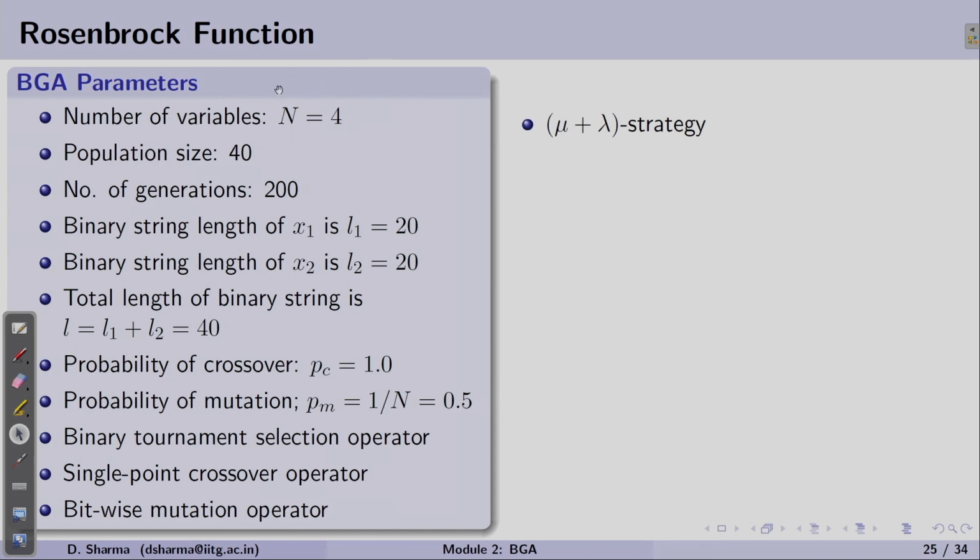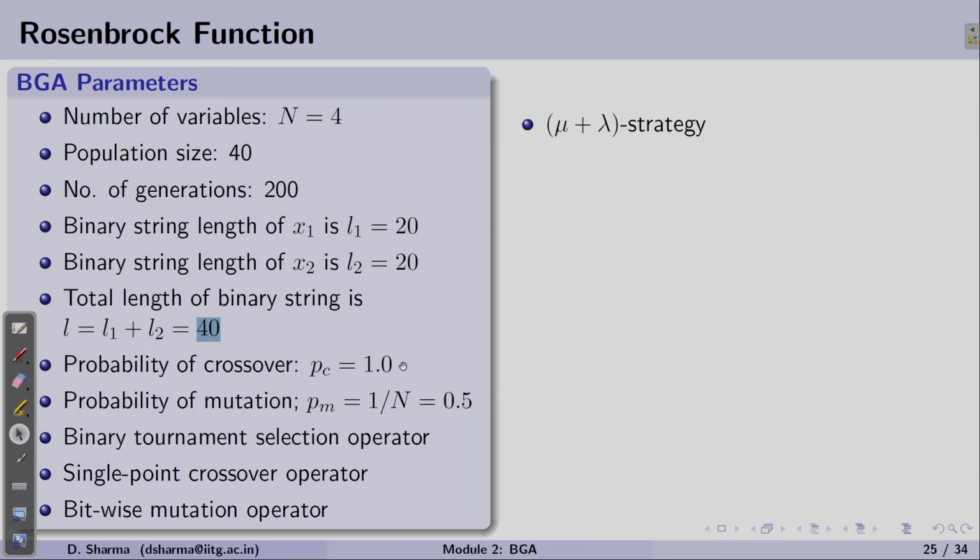If we increase the number of variables, we will see how the performance of binary coded GA will change. In this case, the population size and number of generations are kept the same. Since we want more precision, binary string length of 20 and 20 is used. Please note that here we have shown x1 and x2. Similarly for x3 and x4, we have used 20 and 20. So the overall chromosome string length is 80, not 40. It is 80 for this particular problem.